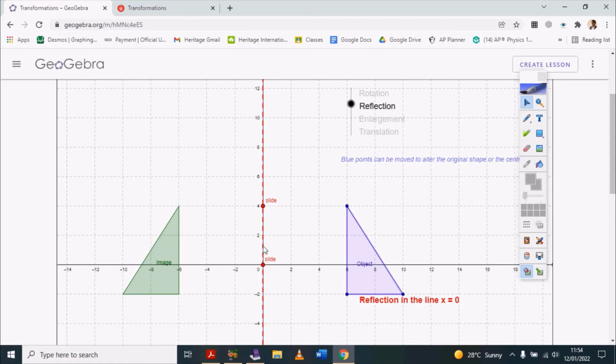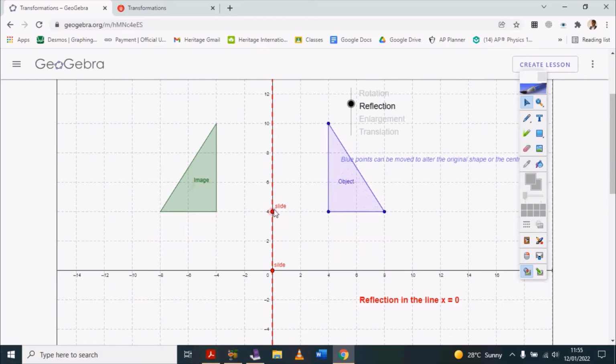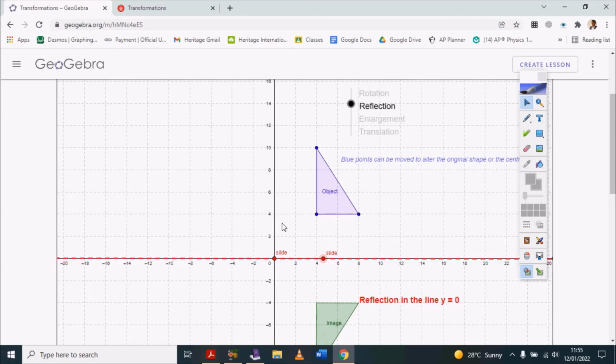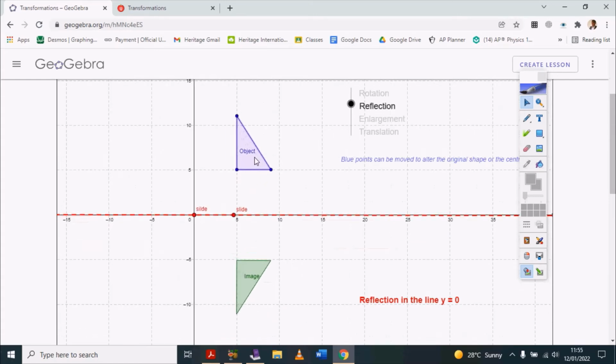Now this is reflection in the y-axis, because this vertical red line is the y-axis, but it can also be done in the x-axis. Let me change the mirror to be the x-axis. So if I change this mirror to be the x-axis, I hope you can still see. Let me zoom in a little bit. If the x-axis is my mirror, still the distance between the mirror, which is the red line, and each of the points, because if you look at this point where the cursor is, it's 5 units away from the mirror, and then on the opposite side of the mirror, this point here on the image is also 5 units away from the mirror.